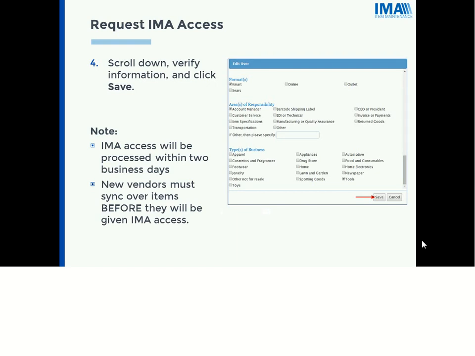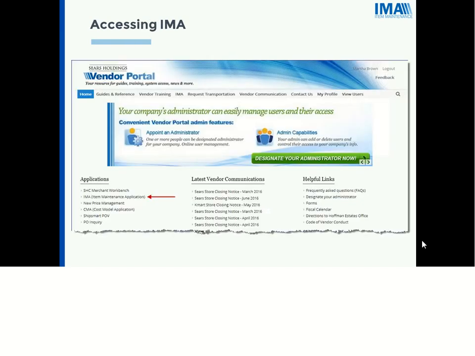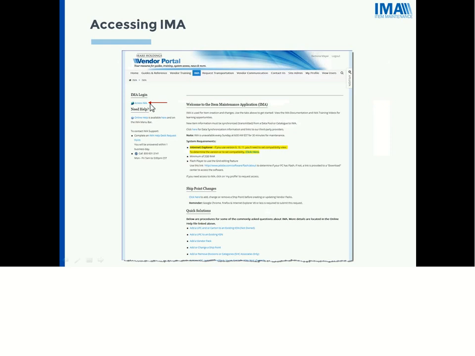So like I said, if you're a brand new vendor, before you will be given IMA access, you actually have to sync over items because we do require data synchronization for most of our standard setup. And then to access the application, you can go to Vendor Portal and click IMA under Applications, or you can click IMA up here in the menu bar. And then over on the left side of the screen, under IMA Login, there is a link to access IMA.